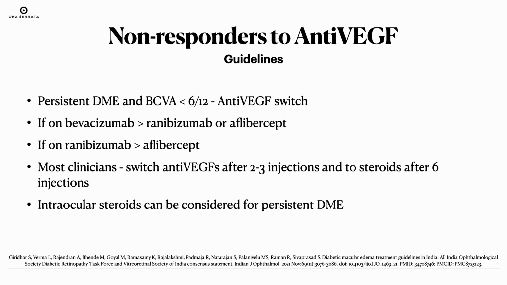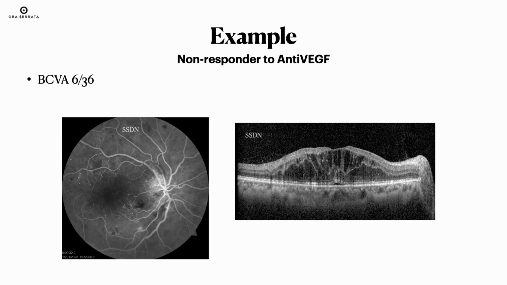So let us come to another example. In this case, the BCVA is 6/36. In this fundus fluorescein angiography image, we can see that there is enlargement of the FAZ, that is the foveal avascular zone. And in the corresponding OCT, we can see there are multiple intraretinal cystic changes. So this case basically shows a person with macular ischemia.